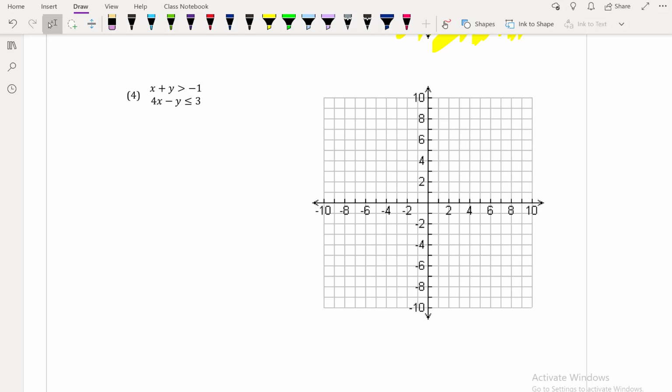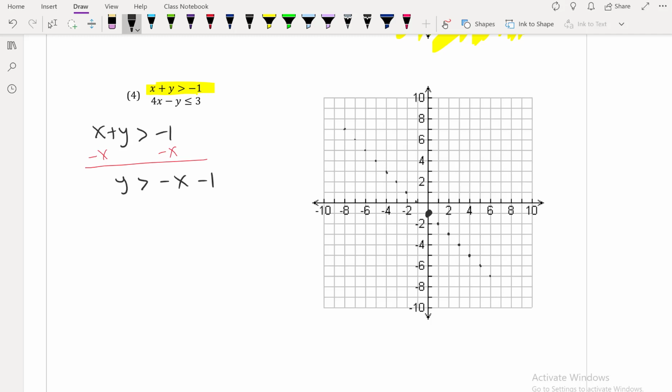So let's look at our next example. So I have x plus y is greater than negative 1. So I'm going to go ahead and subtract x from both sides. So I get y is greater than negative x minus 1. So I know my y-intercept. That's going to be a negative 1. My slope tells me it's negative 1. So I'm going to go down 1 to the right 1. I can go up and to the left.